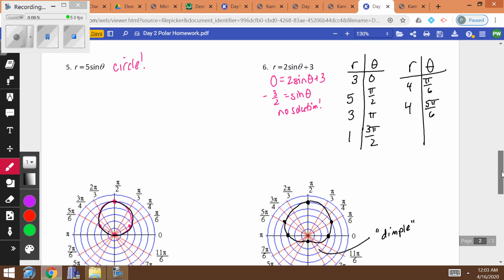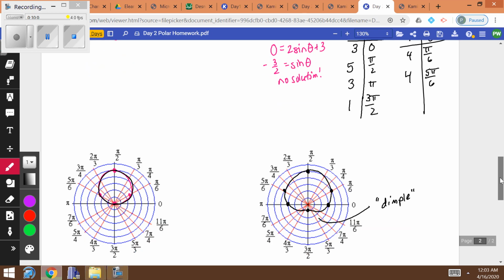Number 6 here. Again, I put r equals 0 in. We found that there's no solution again, and there's no point where the sine is -3/2. Again, it's only between -1 and +1. So that tells us again that it's a limacon that's either maybe convex or has a dimple in. Again, for right now, for our purposes, I really just want you to know the general idea behind it. We'll get into some of the other stuff a little bit later.